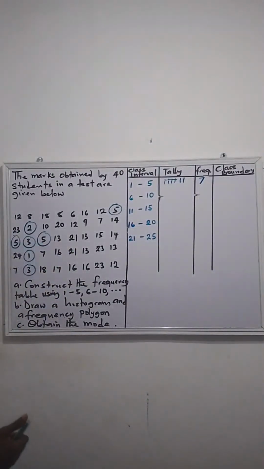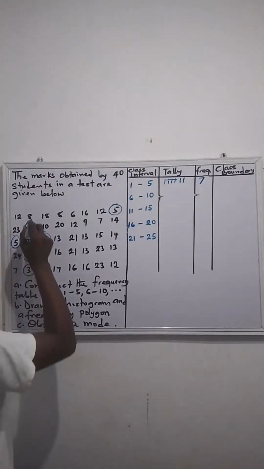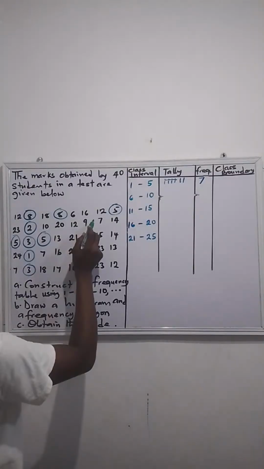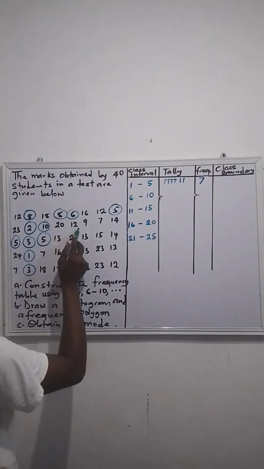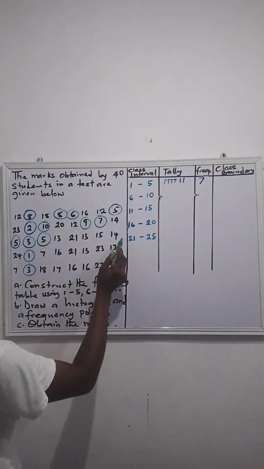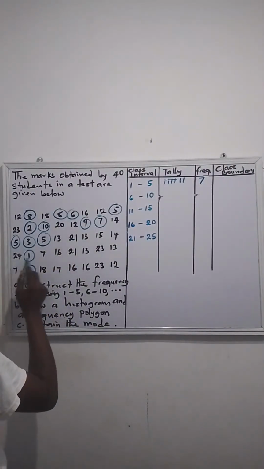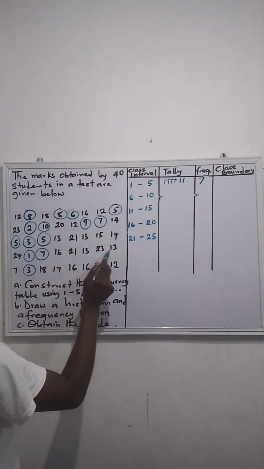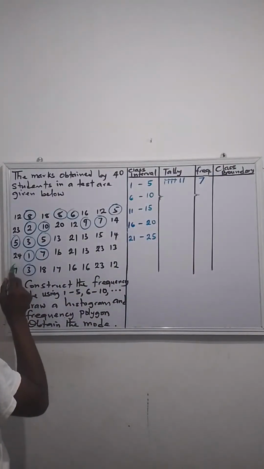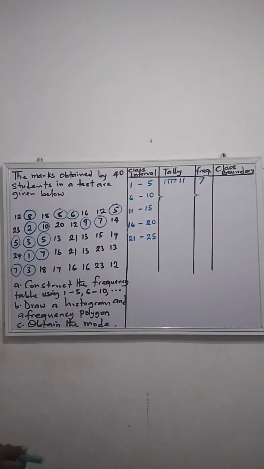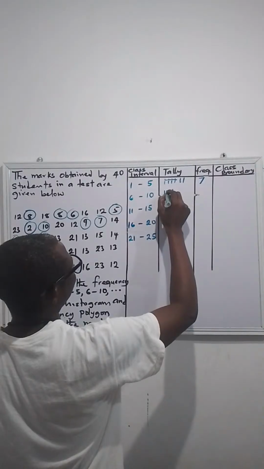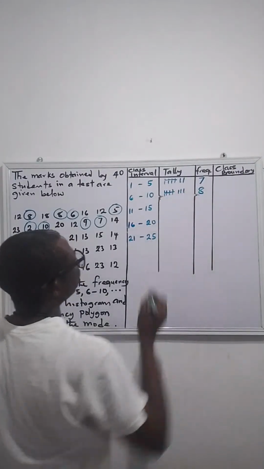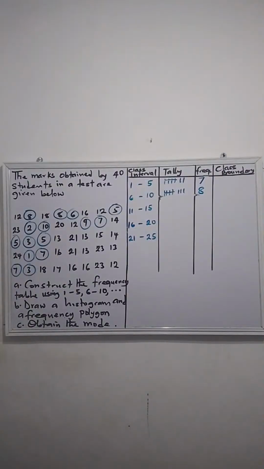Okay, now let's move down to the next one. From 6 to 10, we have 1, 2, 3, 4, 5, 6, 7, 8. So we have 8 altogether. 6 to 10 has a frequency of 8. All right, now 11 to 15.